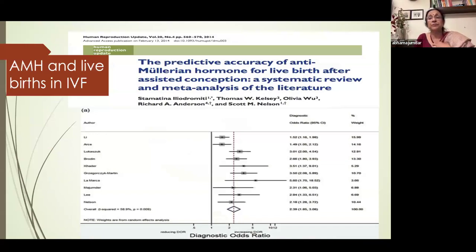And then this is a meta-analysis which was published again in Human Reproduction Update, one of the highest impact value journal. And here, if you see the diamond of controlling all studies was just in the center. So the predictive accuracy of AMH for live birth after ART, a systematic review and meta-analysis of the literature. So they've taken various AMH levels and seen the live birth rate in them. Weak association of live births in IVF.